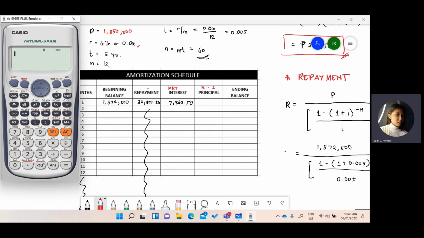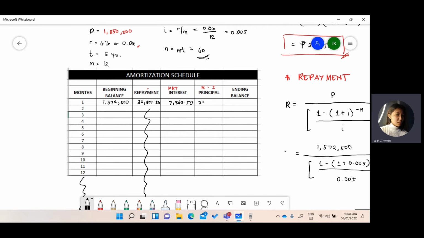So, now, 30,400.83 minus yung interest mo, which is 7,862.50 is equal to 22,538.33. Okay, so again, 22,538.33. Okay, so this will be the principal. So, ibig sabihin, ito lang talaga yung part ng utang mo. Yung iba doon ay tubo na.